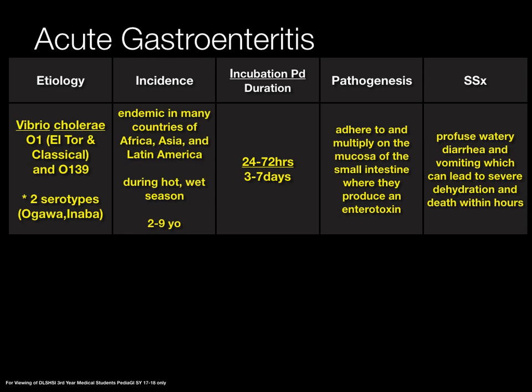Vibrio cholerae adheres to and multiplies on the mucosa of the small intestine, where it produces an enterotoxin. Symptoms are profuse watery diarrhea and vomiting, which can lead to severe dehydration and death within hours. One bout of diarrhea can cause severe dehydration for patients with Vibrio cholerae infection.